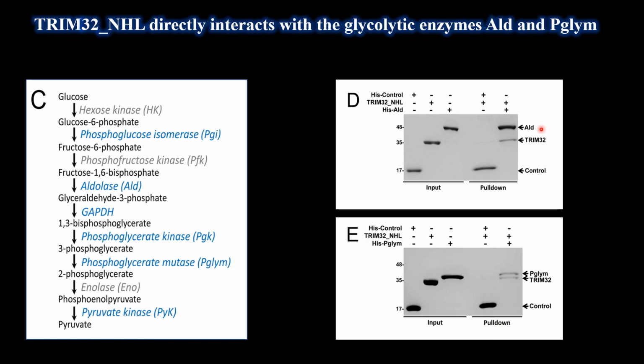I immobilized aldolase and control onto the nickel NTA beads, since both of the proteins have an N-terminal His tag, and I then incubated TRIM32 protein with aldolase and control protein. As you can see, TRIM32 only binds to the aldolase and not to the control. Similarly, we observed the same result with Phosphoglycerate, where TRIM32 was only bound to the Phosphoglycerate and not to the control. So our binding assays validated our mass spec data that TRIM32 directly interacts with two of the glycolytic enzymes, aldolase and Phosphoglycerate.